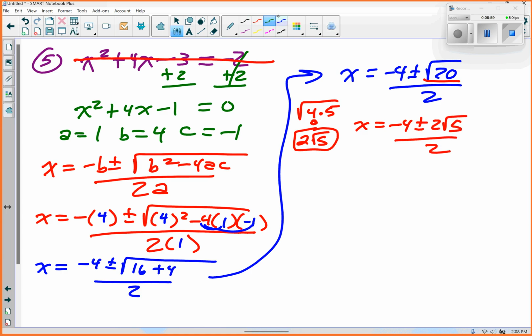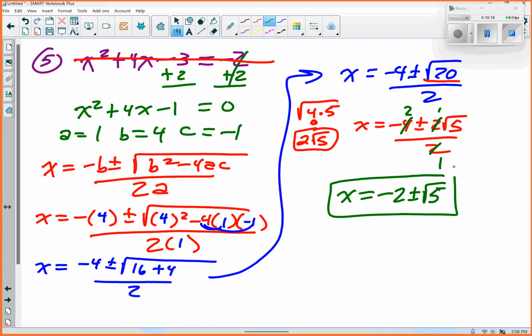And reduce. Reduce everything that is not underneath the radical sign. So 2 goes into itself once, 2 goes into itself once, 2 goes into 4 twice. So my answer is x equals -2 plus or minus root 5. Cool?